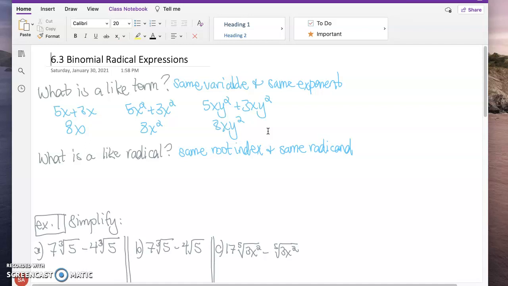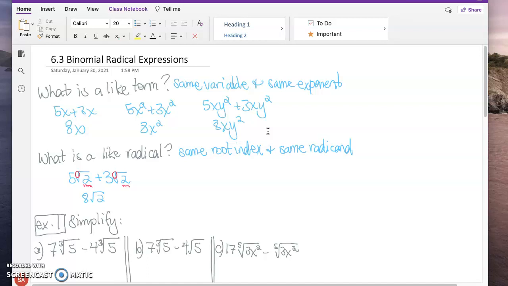So let me give you some examples. 5 root 2 plus 3 root 2. The root index is the same. There's a square root. It's invisible, but it's there. And the radicand is the same, the 2 underneath. So when I have those two things the same, I can add these together just like I did with the like terms above. The 5 plus 3 makes 8, and then the square root of 2 stays the same.